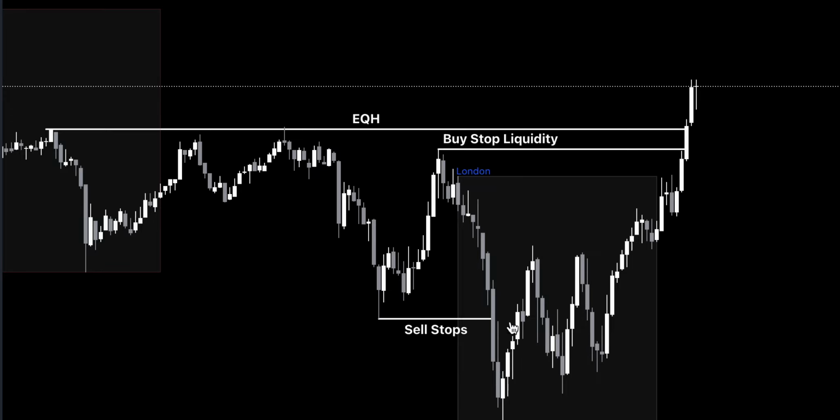From a retail perspective, they're going to see this as a breakout. They see sell stops below the low, they're going to sell this on the breakout, and they're triggered short as price pushes below. Retail sees this as a breakout. Our perspective is that we see this as a run on liquidity, running and activating the sell stops.